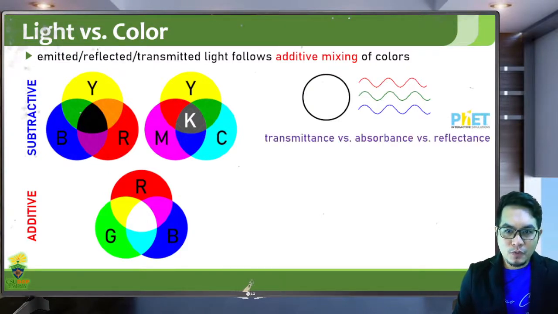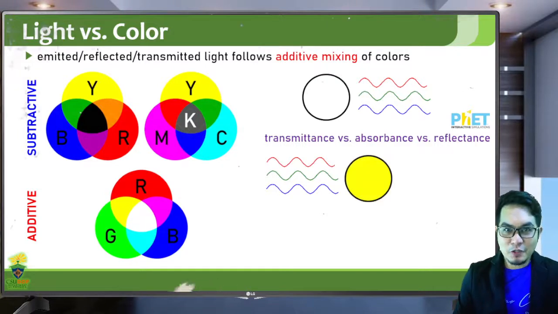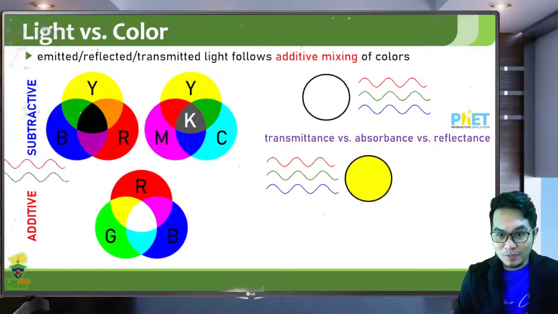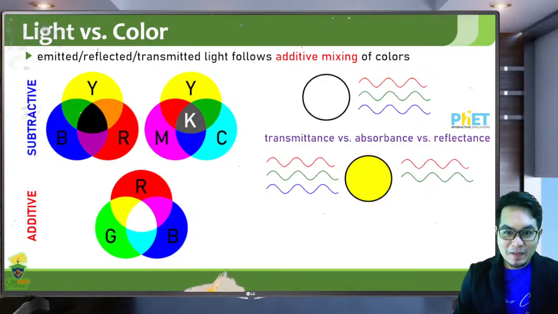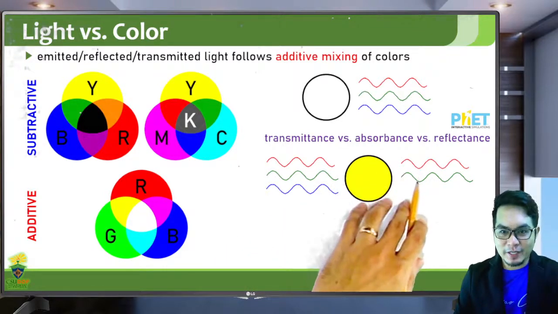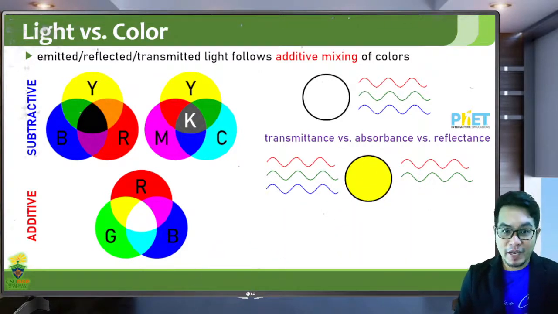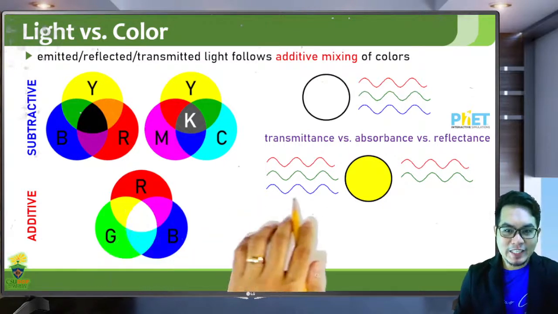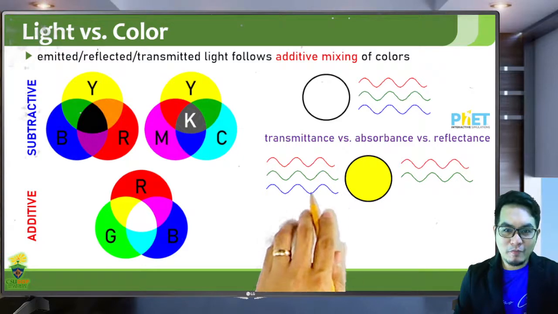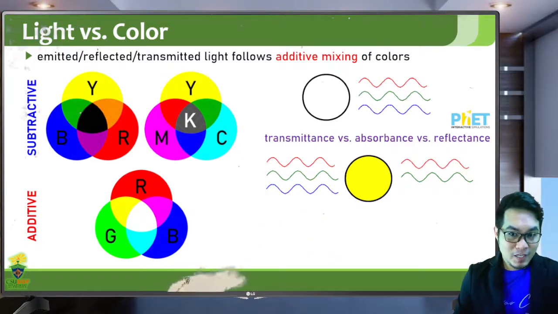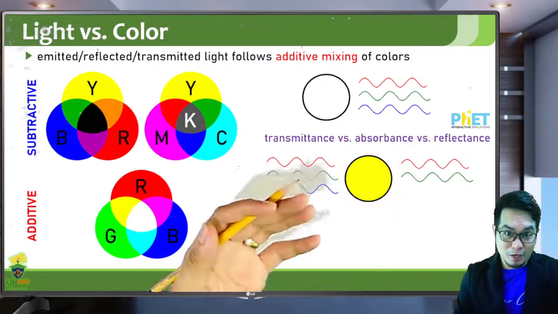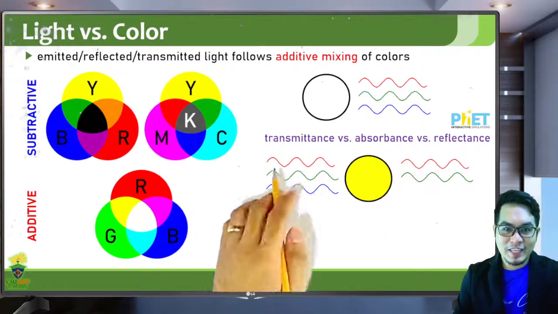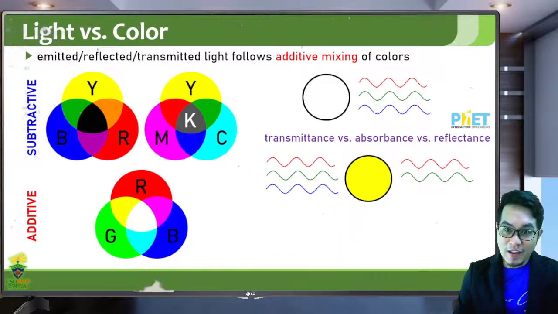if you have a material and you shine white light on it and it looks yellow, that means that it only emits red and green wavelengths, which makes yellow. Meaning, in this material, the blue wavelength is actually absorbed, and only the red and green, which makes yellow, only the yellow wavelength is transmitted or reflected, or emitted in the case of emission.